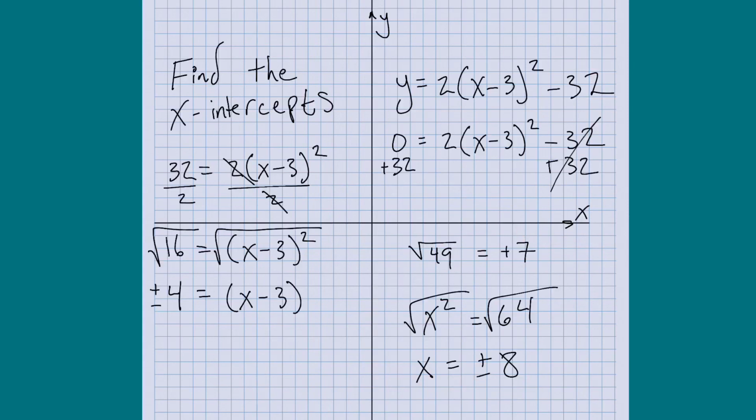I hope this helps you out. Find the x-intercepts: just remember that the x-intercepts happen where y equals 0, along the x-axis. So to start, you just put y equal to 0, and then you just truck on through from there.